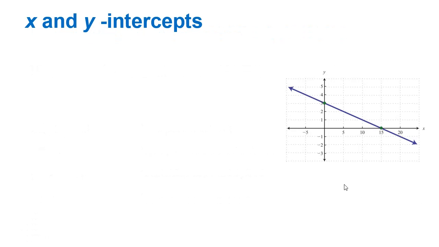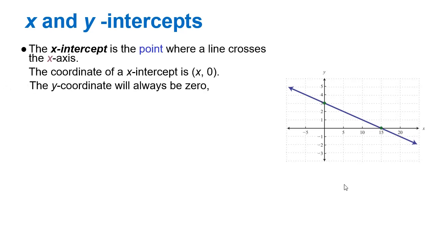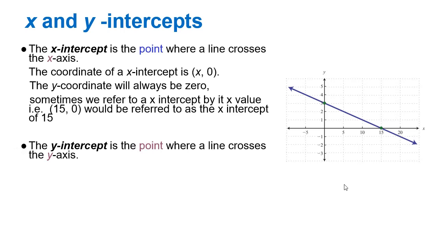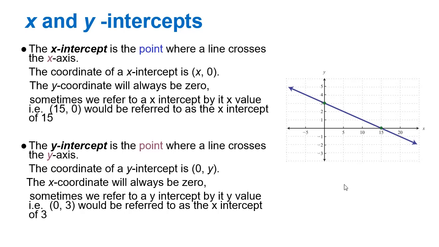So, x-intercepts and y-intercepts. The x-intercept is the point where the line crosses the x-axis. As a coordinate, it's always going to be some number and then 0, because y always equals 0 for the x-intercept. It's not unusual to refer to it as just its number. For example, in this case, we might say the x-intercept is equal to 15. The y-intercept is the point where the line crosses the y-axis. The x is always equal to 0, and then it'll be some number. So in this case, we might say that the y-intercept is equal to 3.